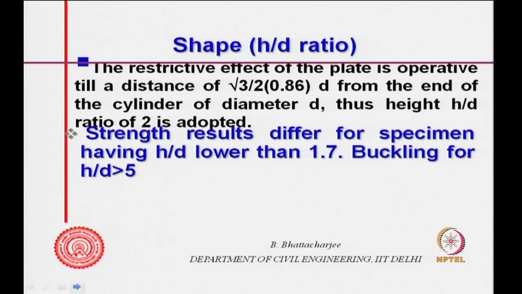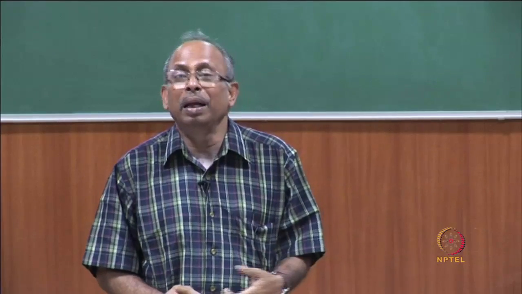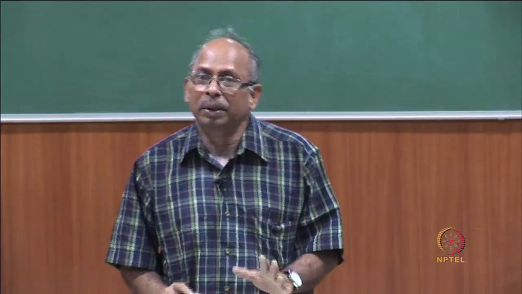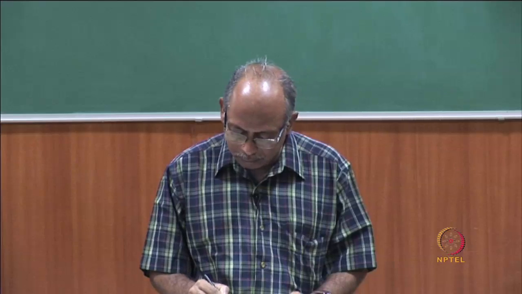Strength result differs for specimens having h by d lower than 1.7. When we ask a question, sometimes it is lower, but why is it lower? Some people say buckling. Well, buckling occurs when h by d is greater than 5. So, it is simply because of platen effect, cylinder strength is lower than cube strength.